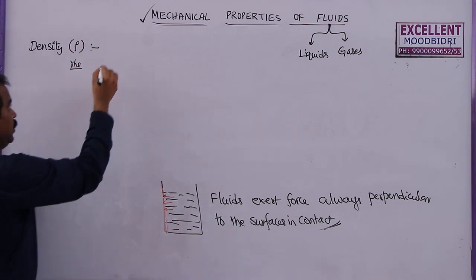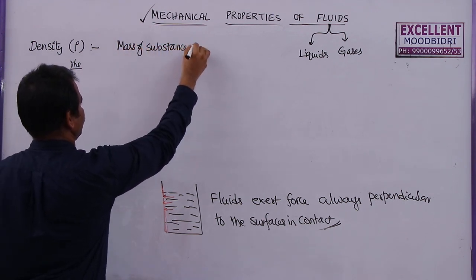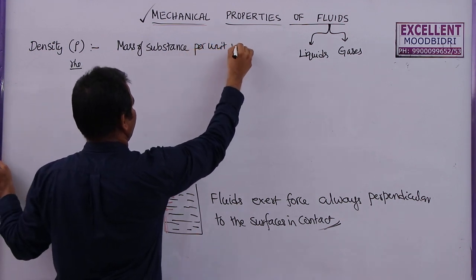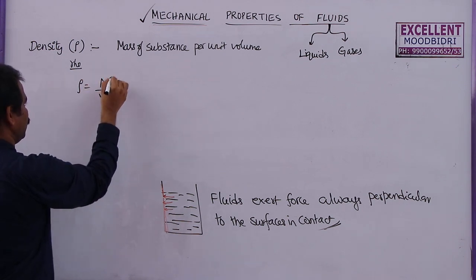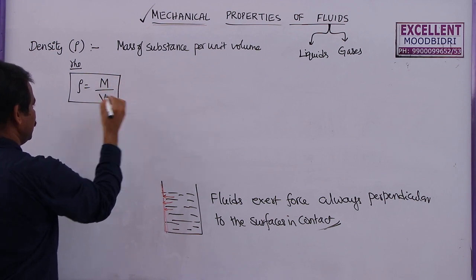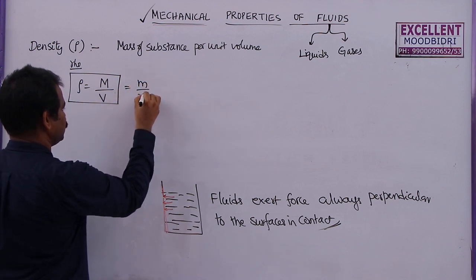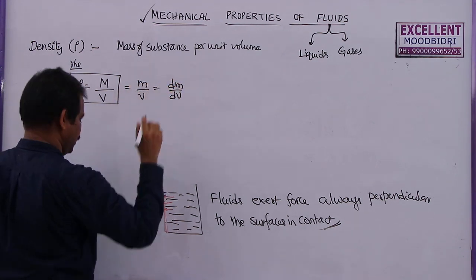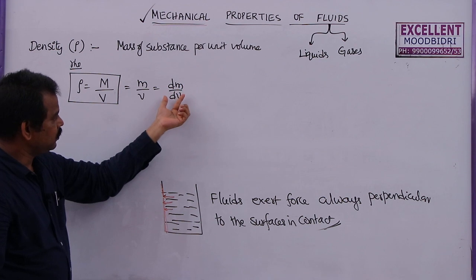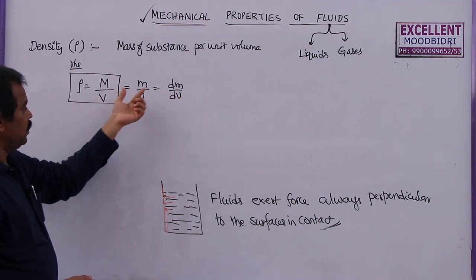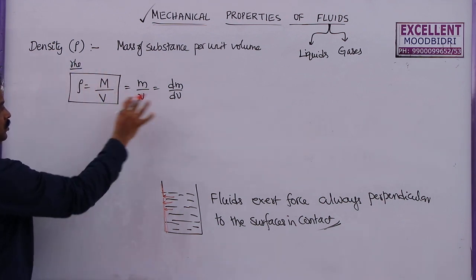So what is this density? Density is the mass of substance per unit volume. Density can be written as mass by volume. M is the mass and V is the volume. This may be small m by small v or dm by dv. These are the different formulas that can be used here. If you take a small mass in a small volume, we call it density. And total mass of a body by total volume is also density.